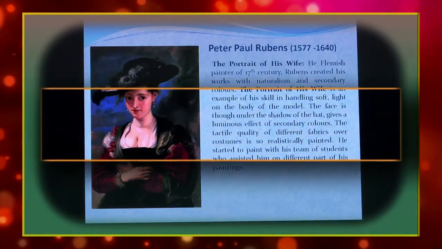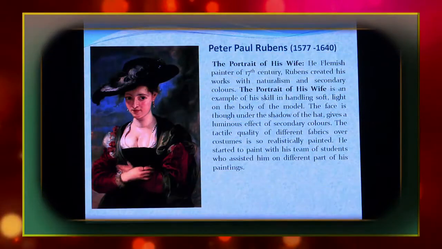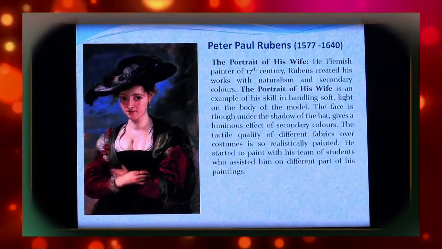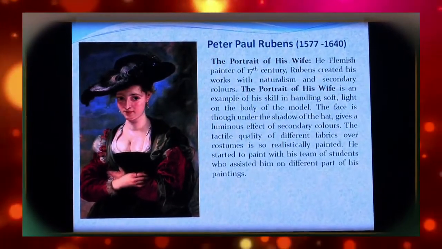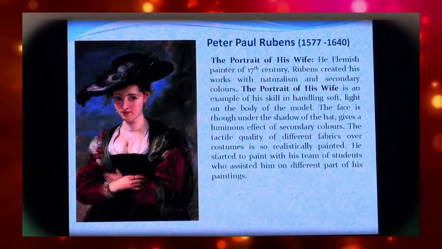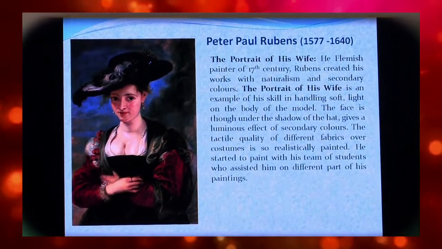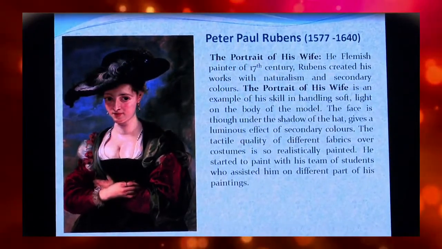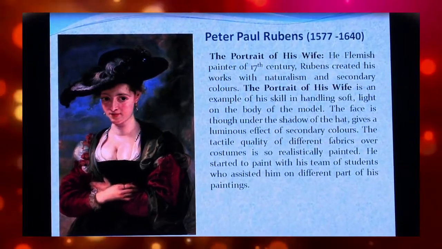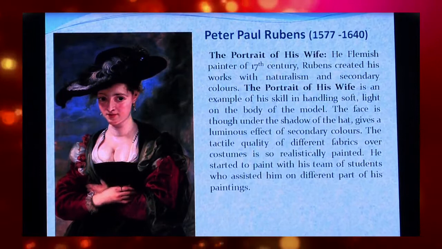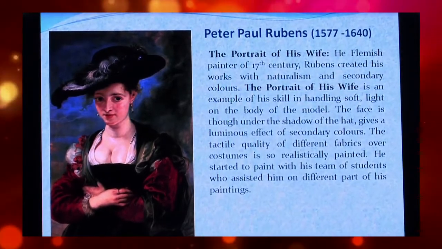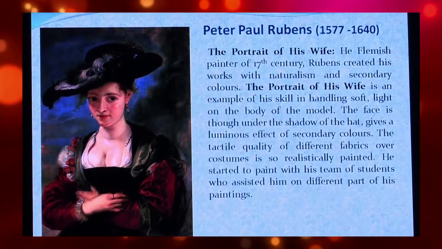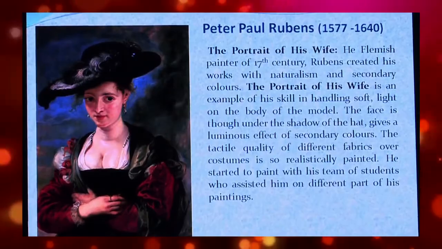Peter Paul Rubens, the portrait of his wife. He was a Flemish painter of the 17th century. Rubens created his works with naturalism and secondary colors. The portrait of his wife is an example of his skill in handling soft light on the body of the model. The face is under the shadow of the hat, which gives a luminous effect of secondary colors. The tactile quality of different fabrics over costumes is so realistically painted. He started to paint with his team of students who assisted him on different parts of his paintings.